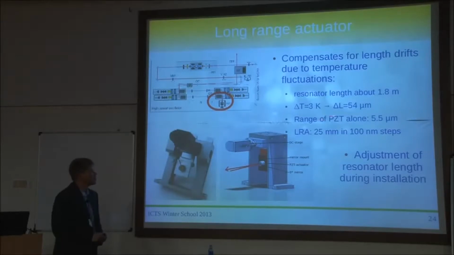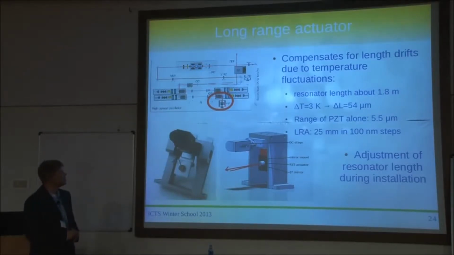And for a resonator length of about 2 meters, that already matters. So you need some device to compensate for that. And that's why there is a DC stage here, a little motor, which actually moves one of the mirrors back and forth in 100 nanometer steps. So the mirror is sitting on a mirror mount, and the mirror mount is attached to a little motor.